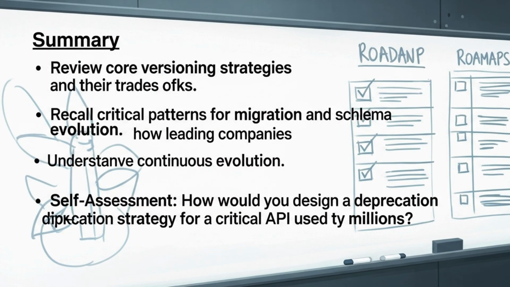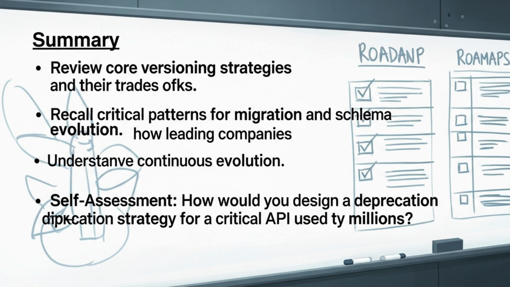We've covered a lot of ground today, from foundational strategies to advanced production patterns. Let's quickly review our journey. We started by understanding the core versioning strategies, URI path, header-based, and content negotiation, and discussed their unique trade-offs. You now recall critical patterns for migration and schema evolution, including how to avoid the thundering herd and manage schema changes with registries and circuit breakers. We also explored how leading companies achieve continuous evolution, drawing lessons from Netflix's evolutionary architecture, Stripe's time travel APIs, and Shopify's graceful degradation, emphasizing the importance of monitoring client behavior.